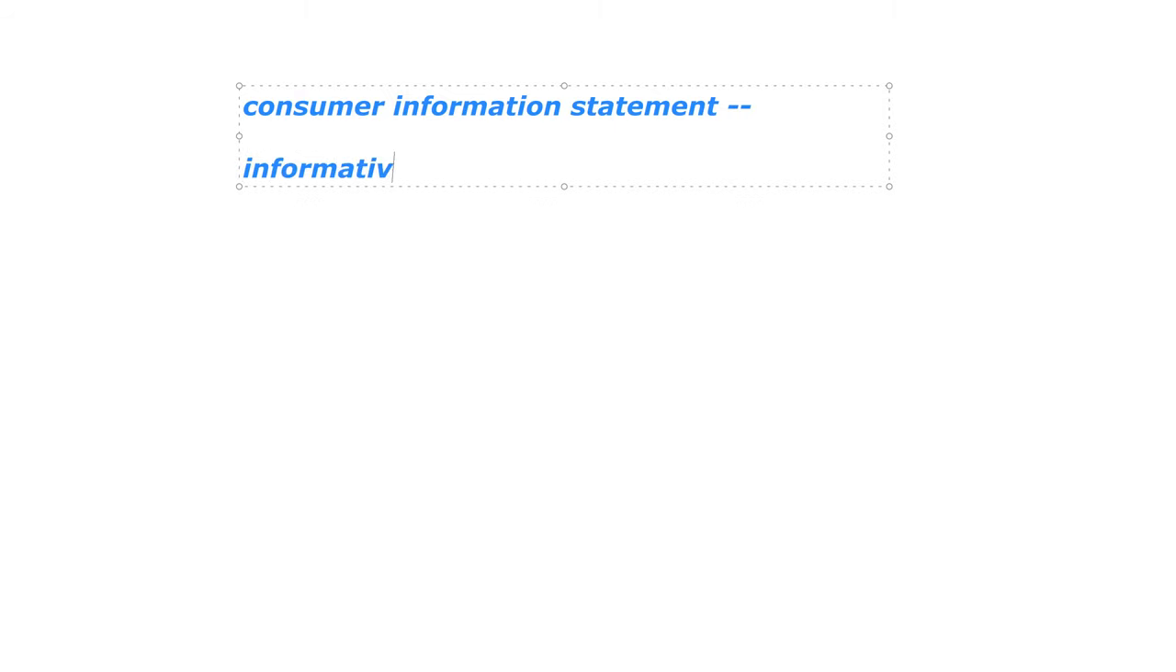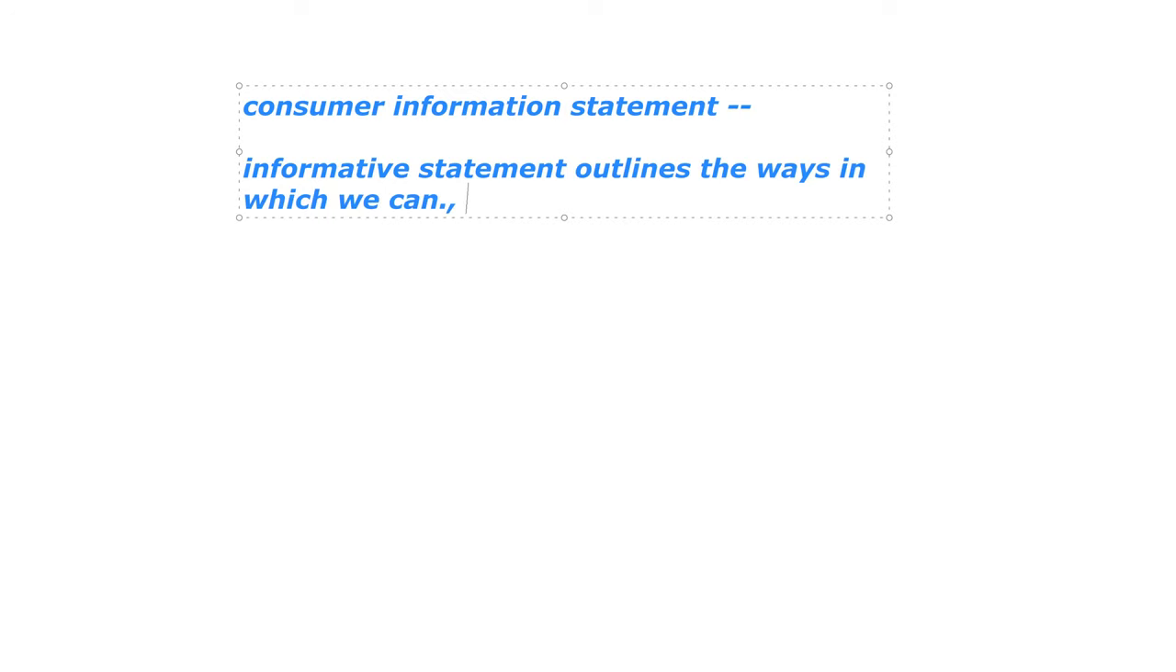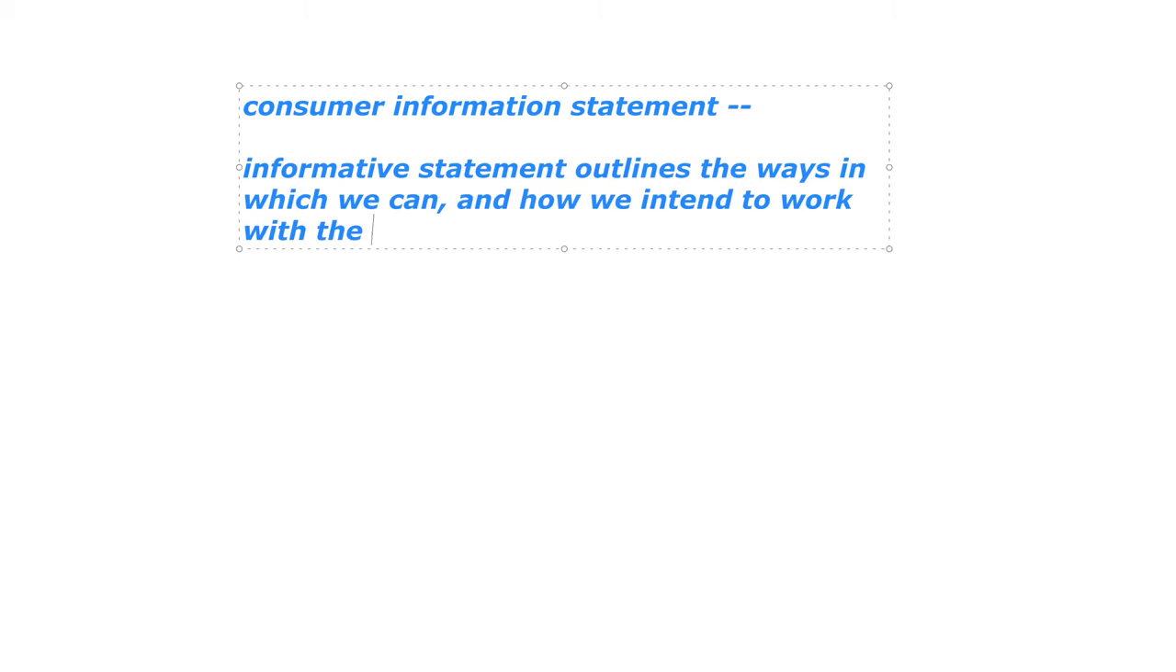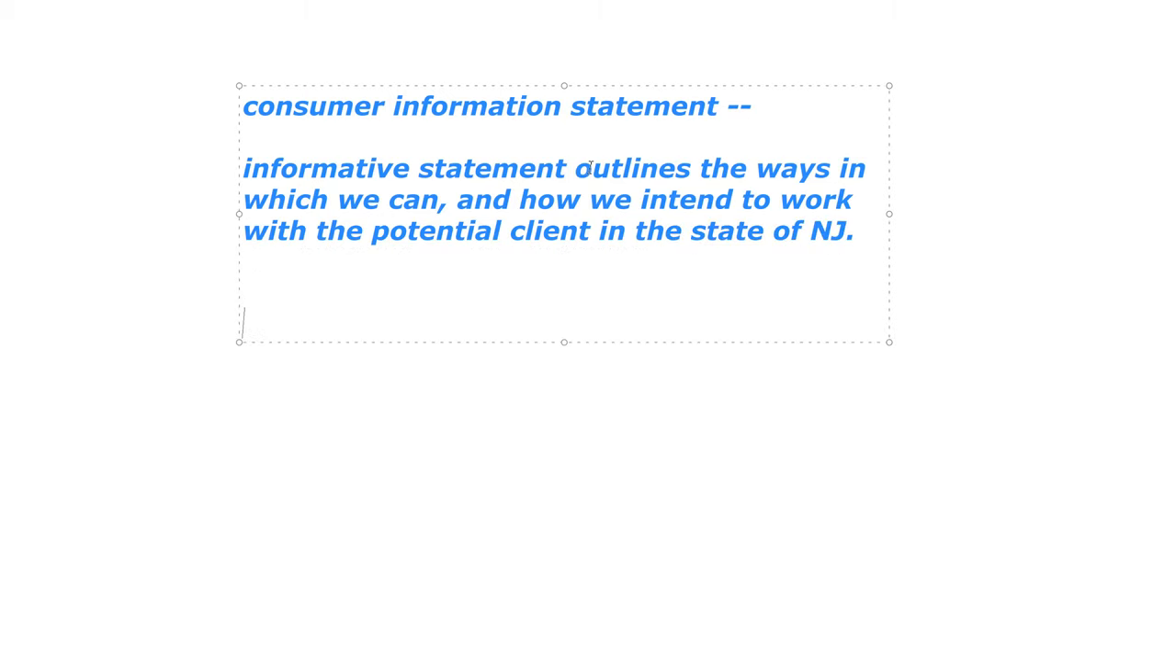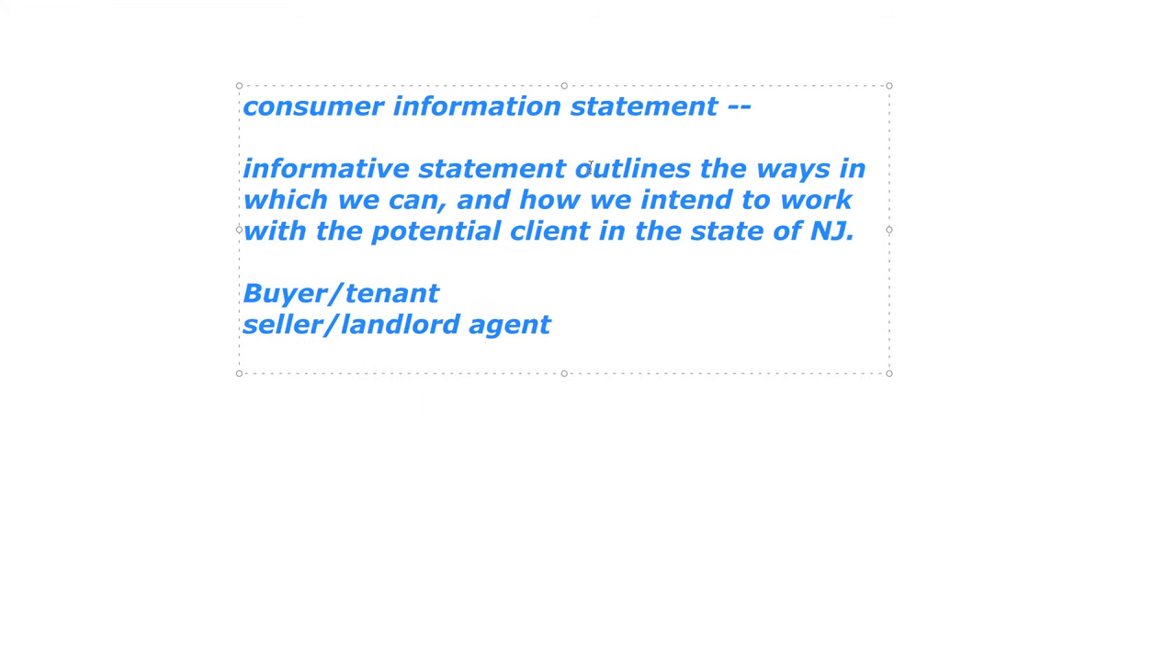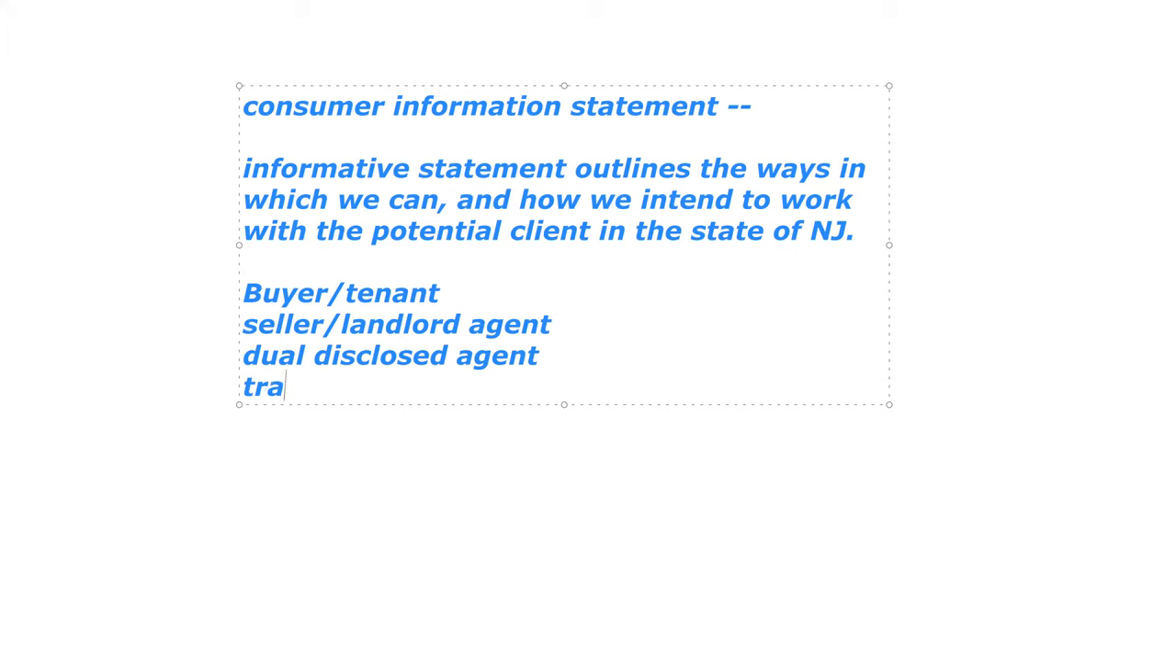So this is an informative statement. Duh, consumer information statement, right? This is an informative statement that outlines the ways in which we can work, and how we intend to work with the potential client in the state of New Jersey. So there are four ways in which we could work with people in the state of New Jersey. Buyer/tenant agent. Seller/landlord agent. Then we have dual disclosed agent. And we have a transaction broker.